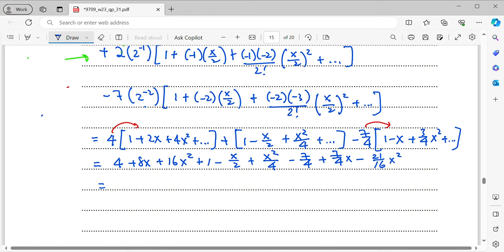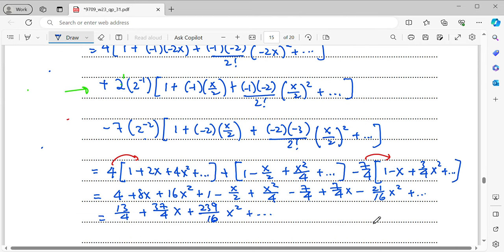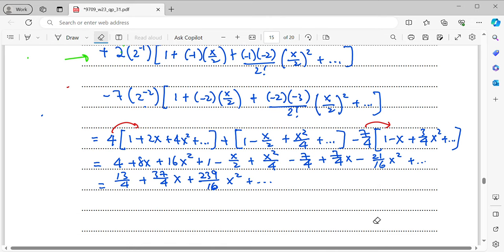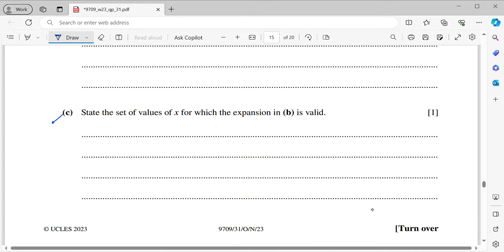Okay, so at last, you will be getting 13 over 4 plus 37 over 4x followed by 239 over 16x squared. So this is the expansion up to x squared for the f(x). Okay, so done for this expansion, and then now let's move on to the next part. Next part C, state the set of values of x for which the expansion in B is valid.